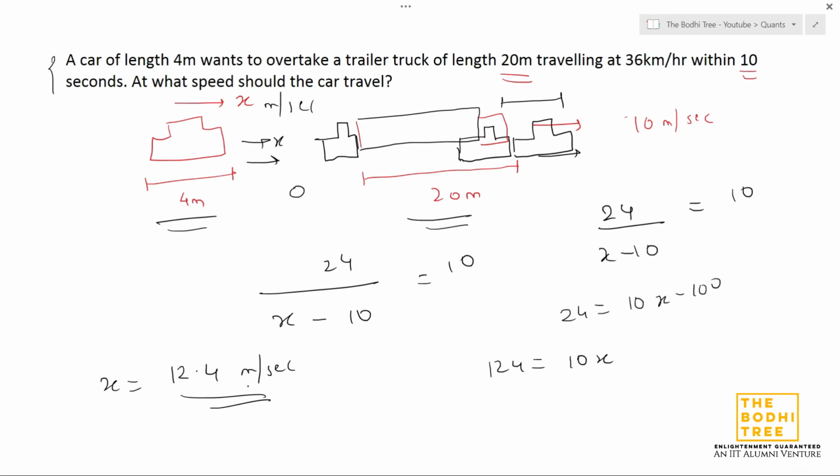This is the speed at which the car has to travel in order to overtake the truck. This was a relatively simple question compared to the second question, and the first and third questions were of the same level. The second question was a bit difficult, and we solved that to understand the difference between the first and the second question. I hope you have understood this question. It was not that tough.